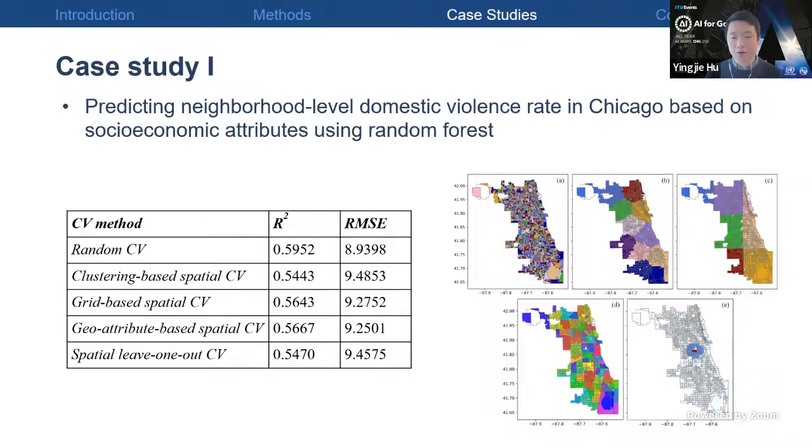It depends on how the trend model will be used to make predictions. So let's say if the trend model will be used to predict into new areas defined by administrative units, we may want to use a geo-attribute-based spatial cross-validation. If it will be used to predict into new areas that are more similar to a grid, then maybe a grid-based spatial cross-validation is better.